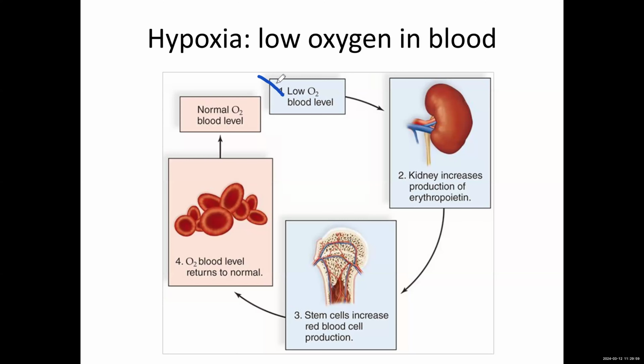So we have our stimulus, low oxygen level. We have the kidney that senses this low level. Then it releases erythropoietin. Then we have stem cells in the red bone marrow that are the effectors. The response would be increased synthesis of red blood cells, and the result is a normal oxygen level.